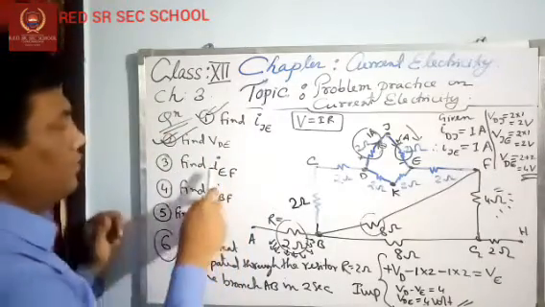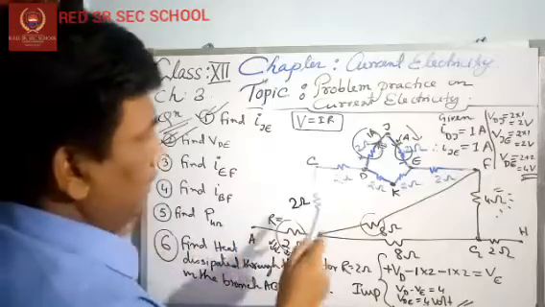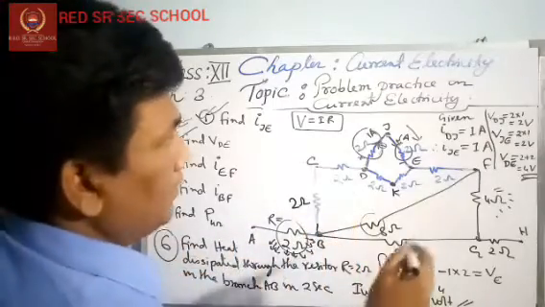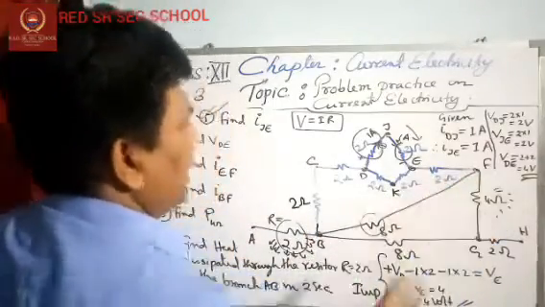Now I need to find out the current through EF. Where is E? That is E. That is F. What is the current through it? You see.